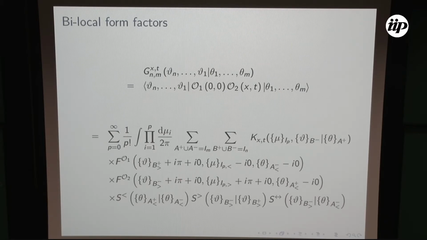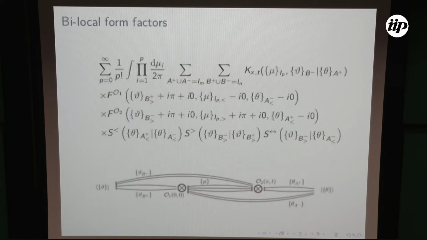So this is in a way the bilocal form factor of an operator that contains form factors of both of the operators with different particles, some scattering matrix factors, and this factor from the shift operator. But maybe it's nicer to have a visualized version and understand the formula in this way.